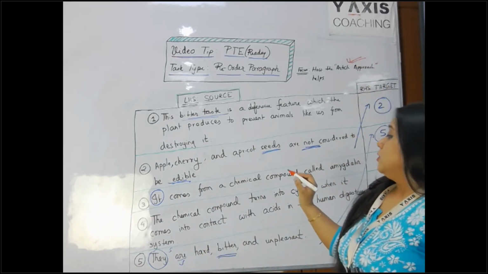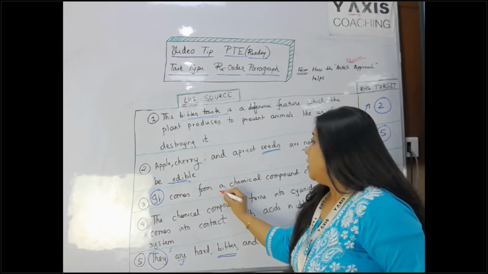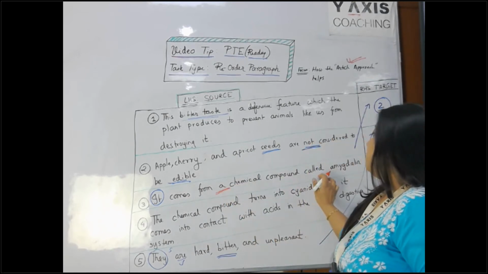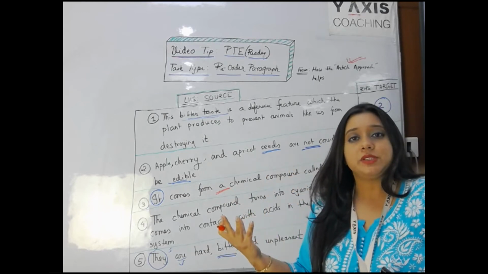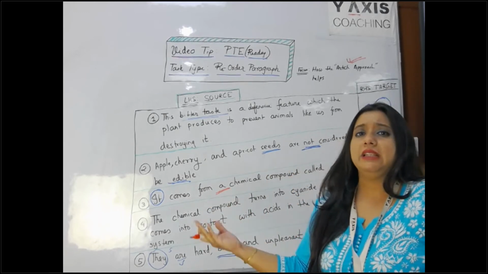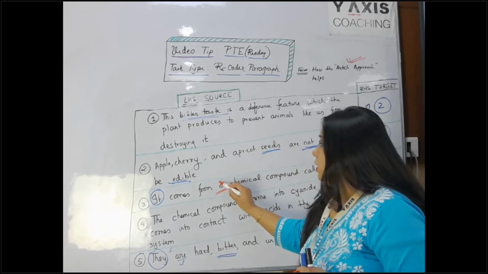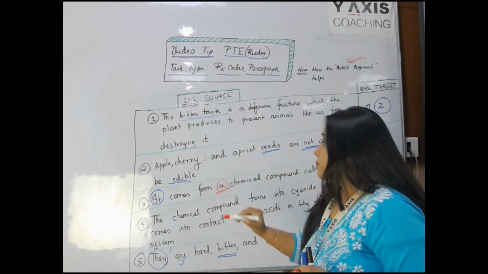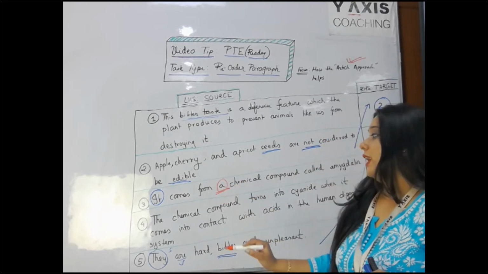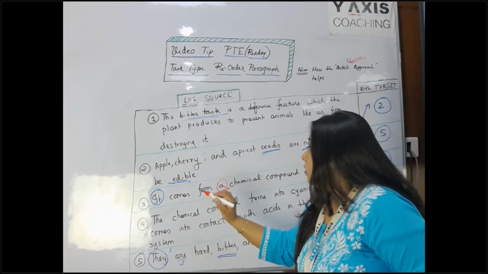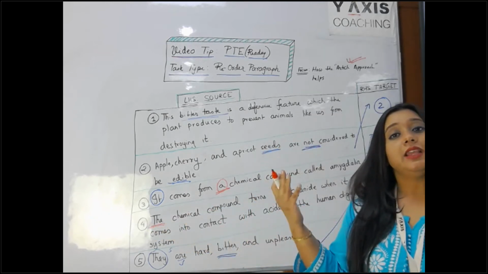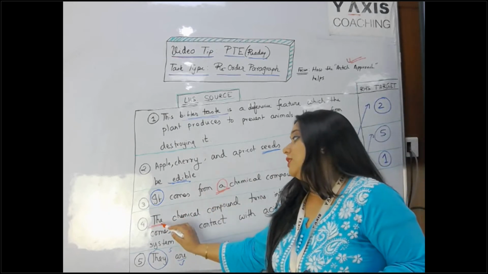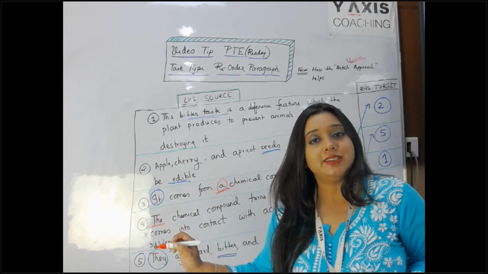Okay, so look at number 3. It comes from a chemical compound, any chemical compound. So I'm referring to one chemical compound, any chemical compound. So the indefinite article a has been used. Okay, and now look at the next sentence, the chemical compound. So this indefinite article a has been supplanted by the definite article the over here.